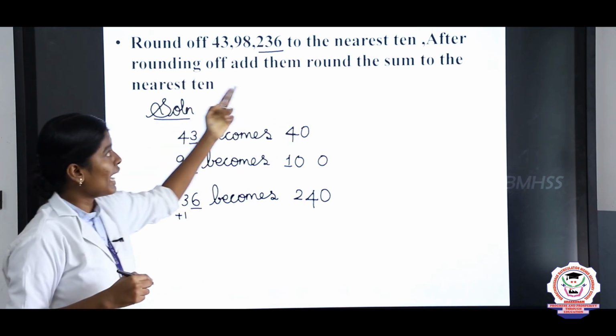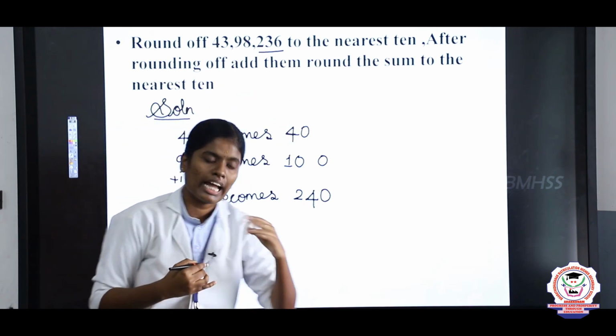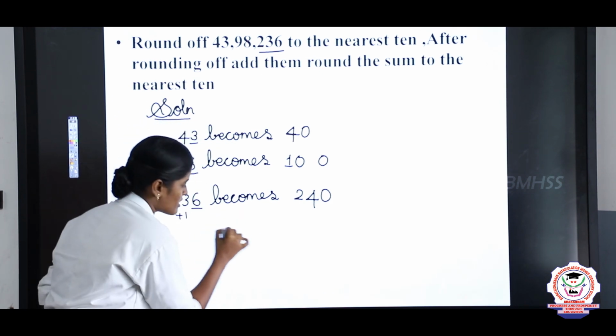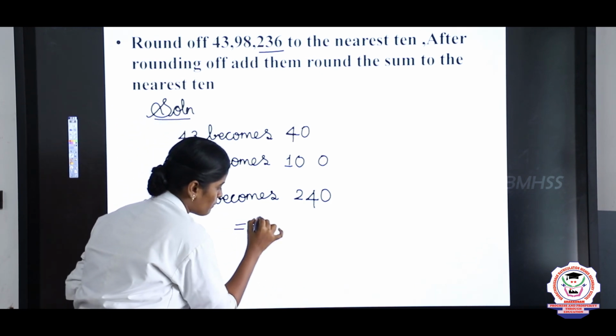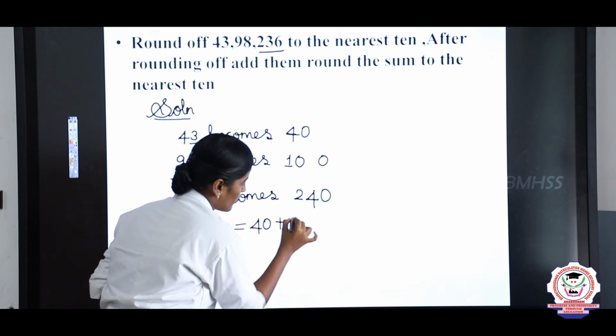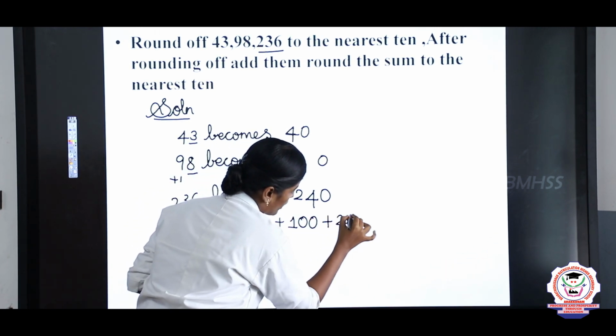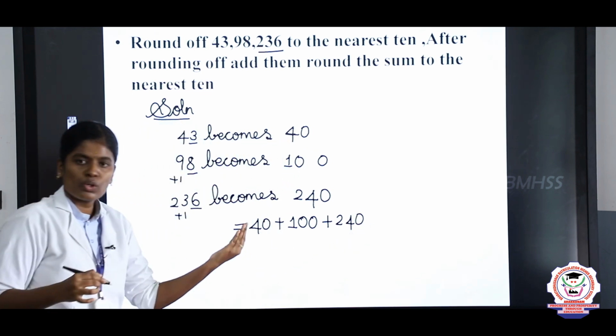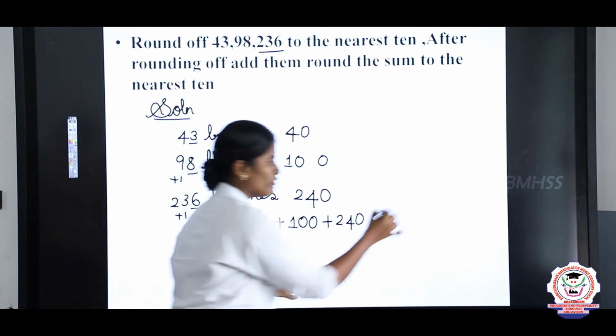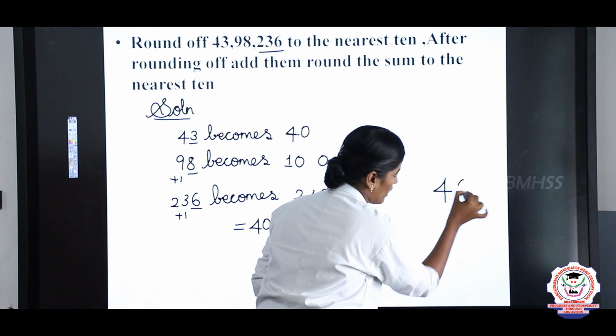After rounding, add them. Now we are going to add this. Take 40 plus 100 plus 240. So take 40 and 100.